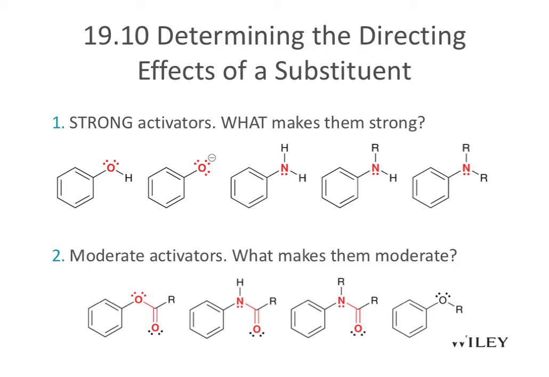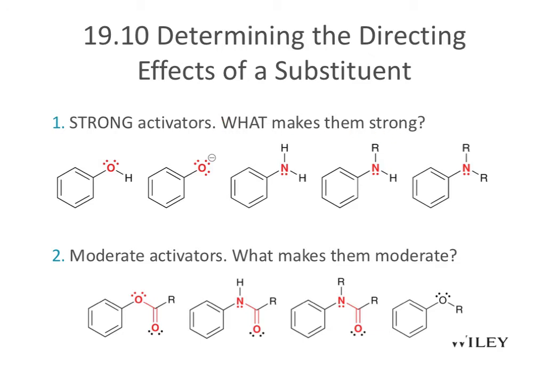I'm going to start with the activators and work my way over to the deactivators. We're going to rank them in terms of how strongly, moderately, or weakly they will activate and deactivate. So thinking about the activators first, these are the strong activators that we're going to list here. And the question here is, what makes them strong?